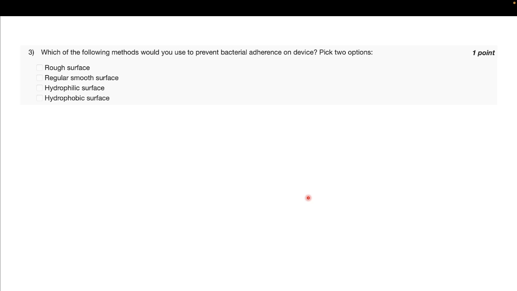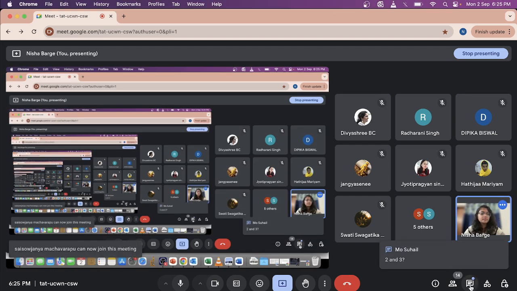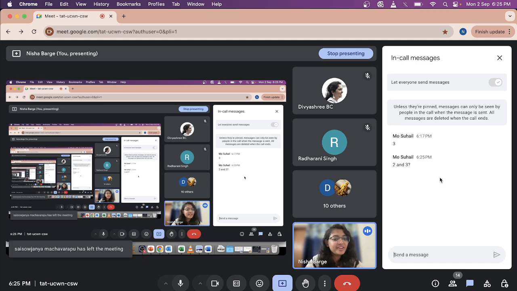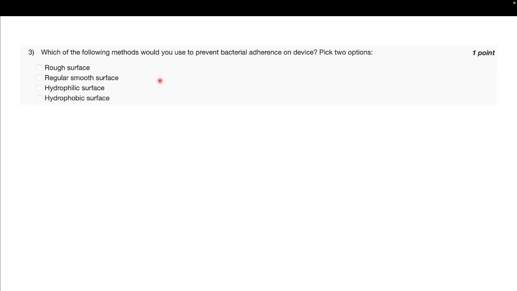Hydrophilic surface and rough surface. Okay, thanks for answering. So we have one answer where she's chosen rough surface and hydrophilic surface. Anybody else wants to give it a try? Okay, somebody, are you answering 2 and 3 or are you asking me 2 and 3? There's a question mark ahead of that. So let's say you're saying 2 and 3. Okay, anybody else? Thanks for answering. If there are no more responses, we'll discuss the answer.